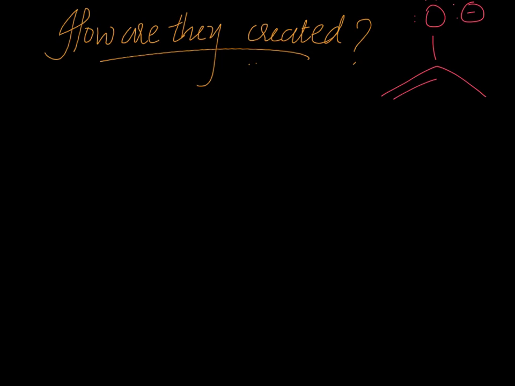Well, first of all, this is the structure of an enolate. It has a negative charge on the oxygen and a double bond between the two carbons next to it. So in order to make this, a base has to come and actually grab a proton. But it can only grab a very specific alpha hydrogen.